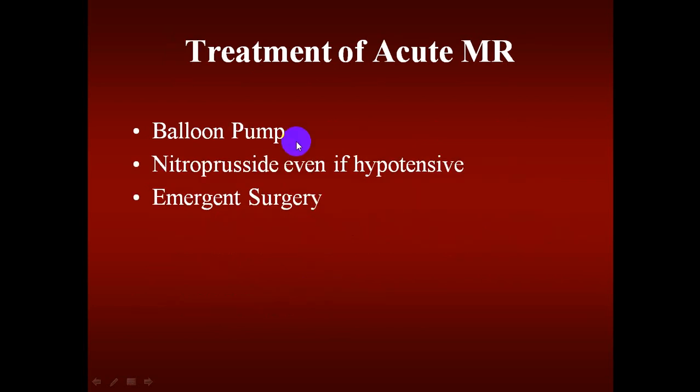Most of the patients need bridging with intra-aortic balloon counterpulsation and nitroprusside infusion, even if normotensive or hypotensive, as we said, and then the patient is sent to the surgical room.